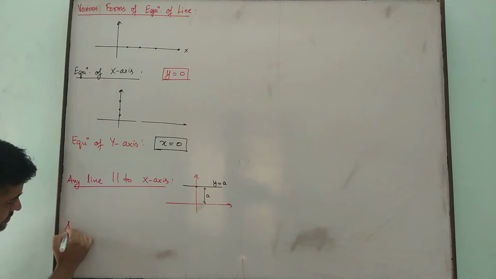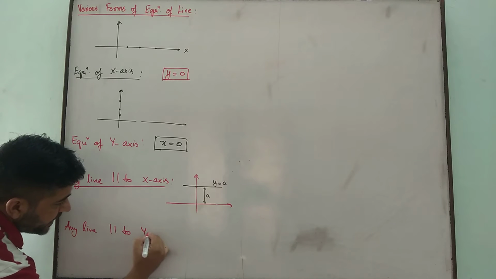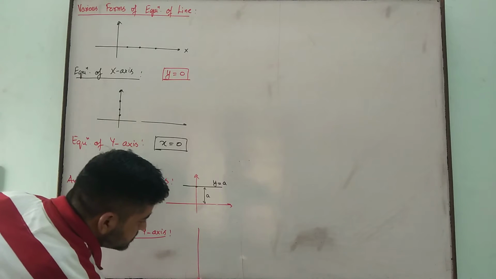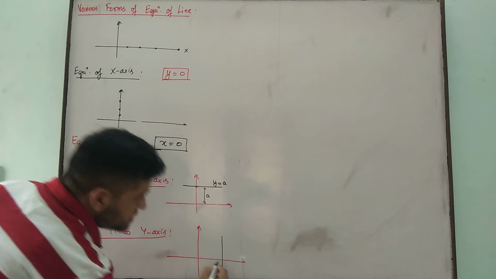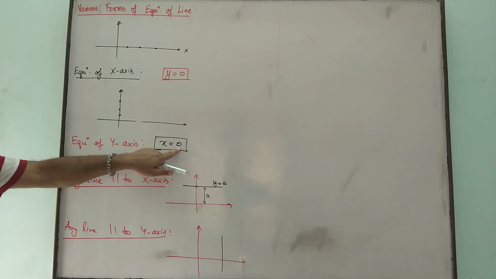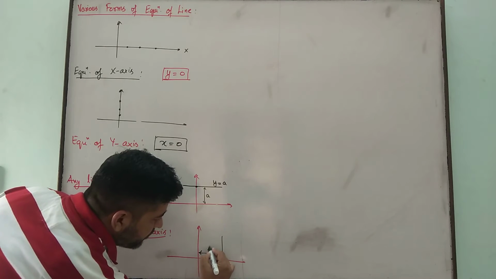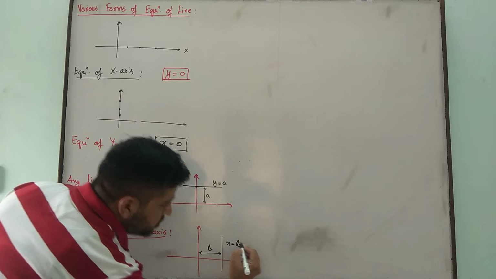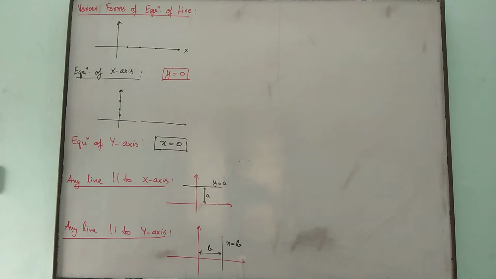Any line parallel to y-axis: for y-axis the equation is x is equal to 0, so this will be, let us say, at a distance of b units, then the equation will be x is equal to b if any line is parallel to y-axis.